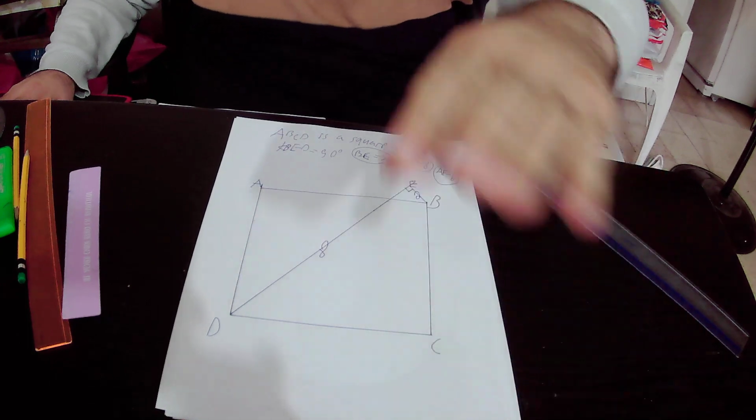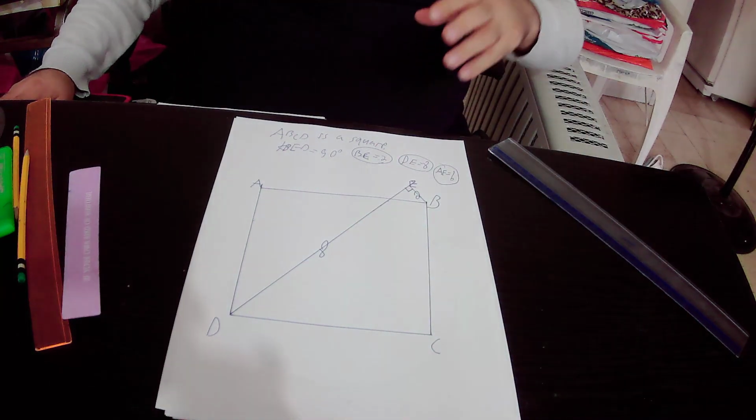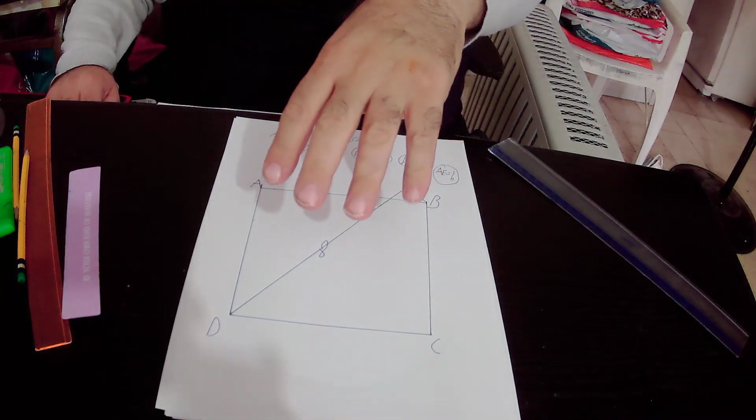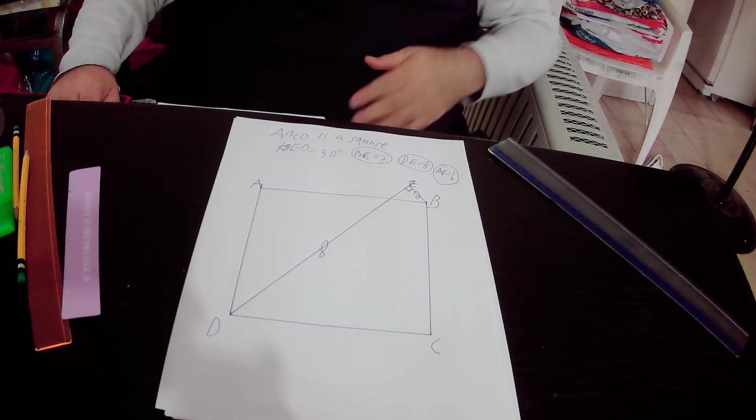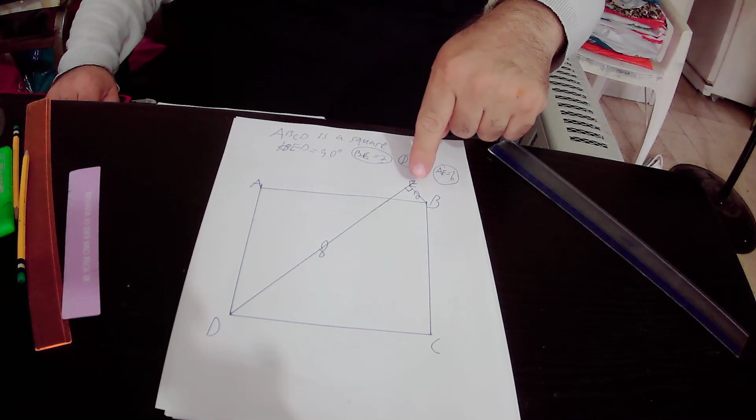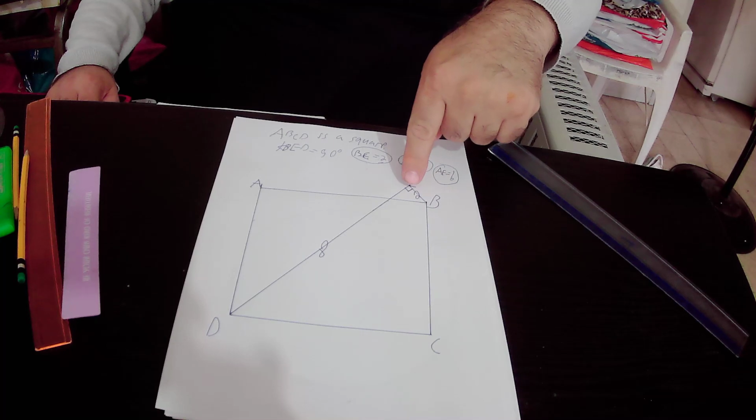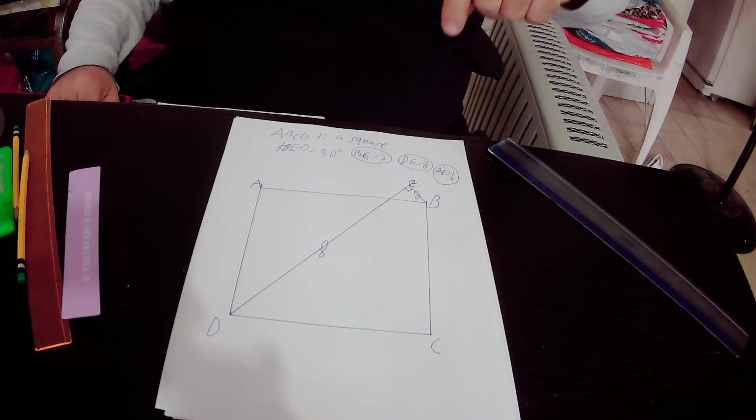Hello, in this lecture we will find out the size of line segment AE. In the drawing we have square ABCD. We know that angle DEB, or angle BED, equals 90 degrees. It is a right angle.